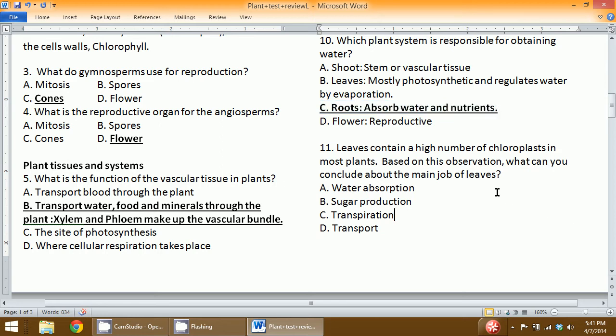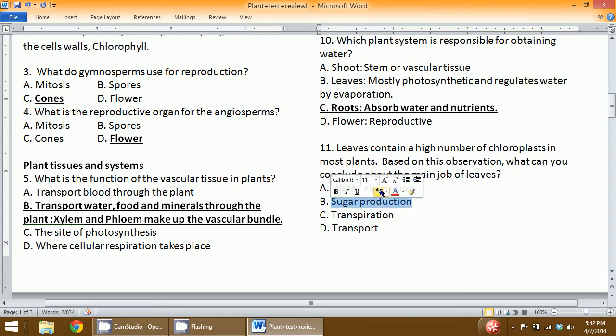Leaves contain a high number of chloroplasts in most plants. That is what makes them green. Based on that observation, what can you conclude about the main job of leaves? Of course, leaves are a complicated structure. They have many different jobs. But this one's talking about the high number of chloroplasts. That means we're talking about photosynthesis. So what you need to put is whatever's about photosynthesis.